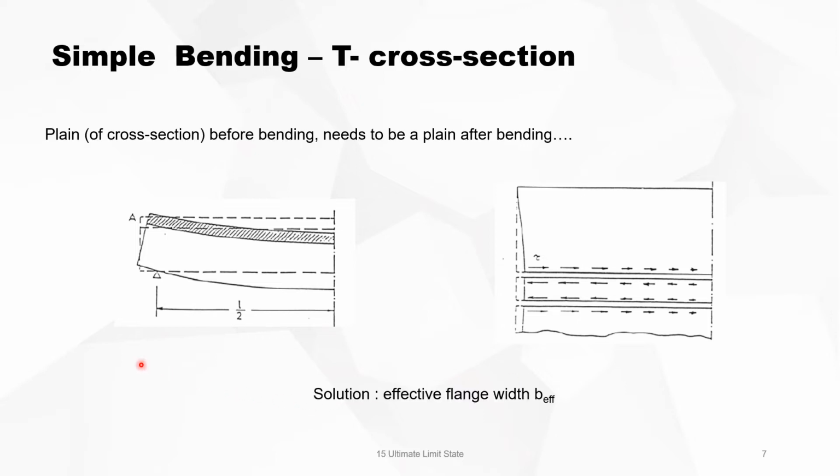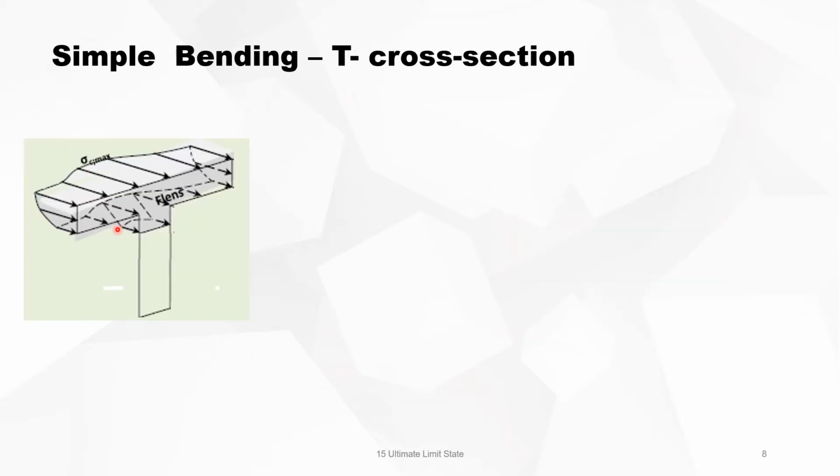Now, the solution to that kind of problem is that we will calculate with an effective flange width instead of with the real flange width. And where is this coming from? This is the web and this is the flange. You will see that instead of a nice uniformly distributed compressive load on the flange, you will have peaks, a peak because of those shear forces. You will have a peak and then it goes down.